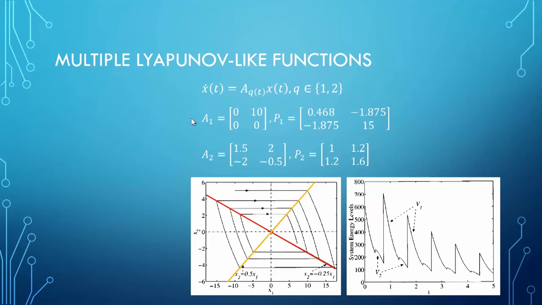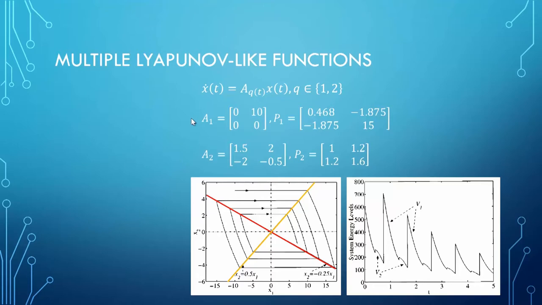So that means it satisfies this condition. A1 transpose P plus P A1 will be a negative definite matrix, so that V1 in this system can decrease, right? And V2 in this system can decrease. Here we use V1 and V2, V1, V2, V1, V2.